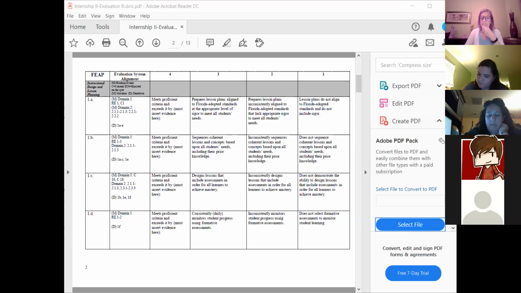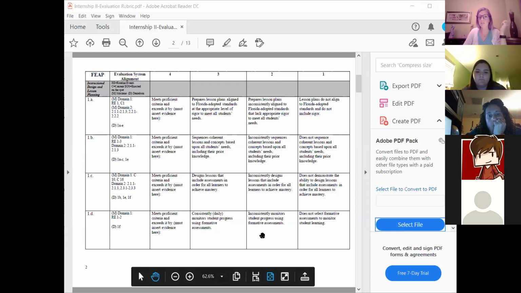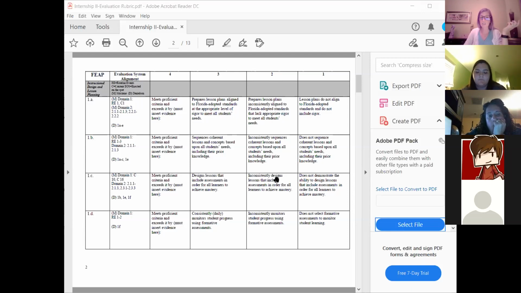Just like I wrote in all the notes and everything that I emailed you with all the dates, realize, intern 1s, you are going to be living mostly in the 2 section on here. This is where you are expected to be by the end of your first internship. Intern 2s, you should be living in the 3 category. You might have a 4 here and there. Intern 1s might have some 3s.